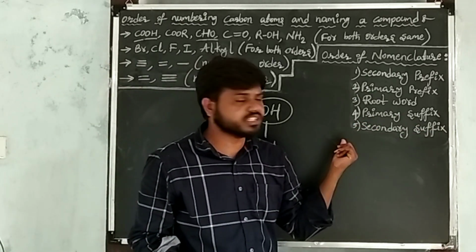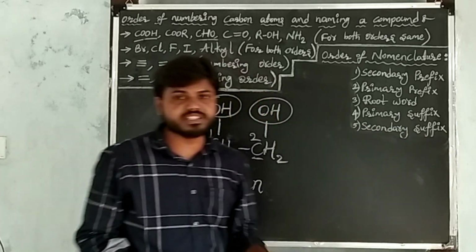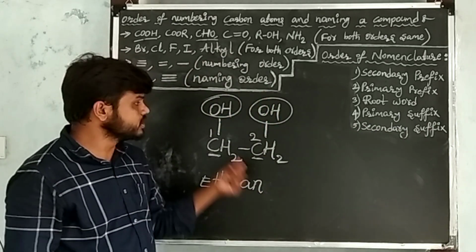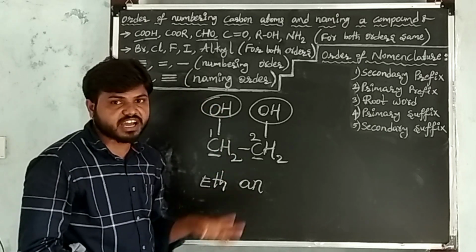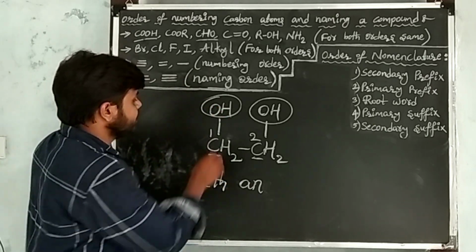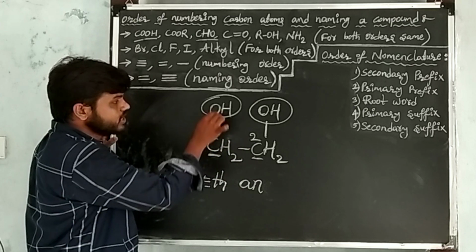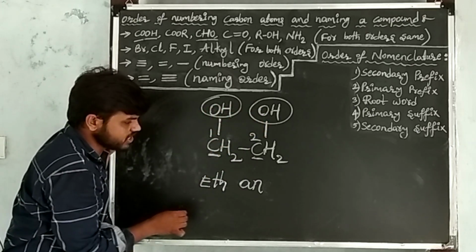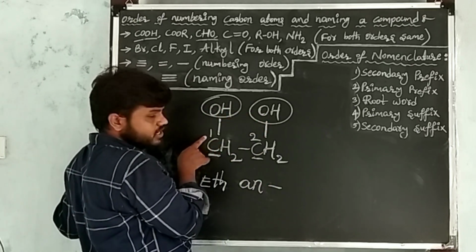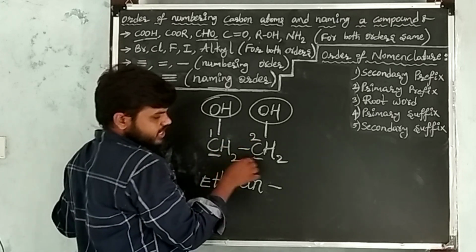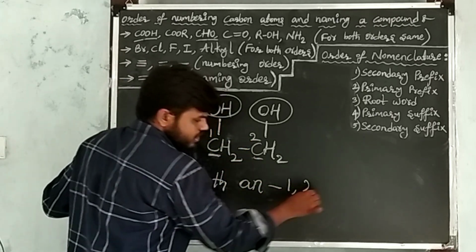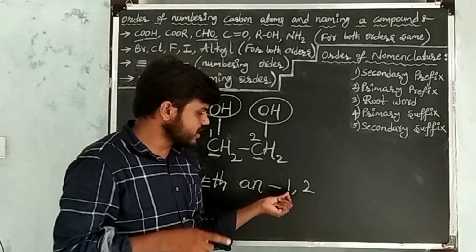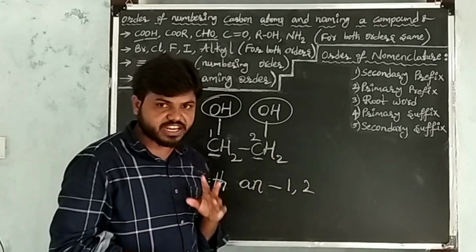After writing the single bond suffix, go to the secondary suffix. Secondary suffixes are functional groups. Here one functional group is there, that is alcohol. Alcohol is available at 2 carbons. Now first write the positions of each alcohol. Positions of alcohols are 1, 2. First carbon, second carbon. I have written the positions of each alcohol.